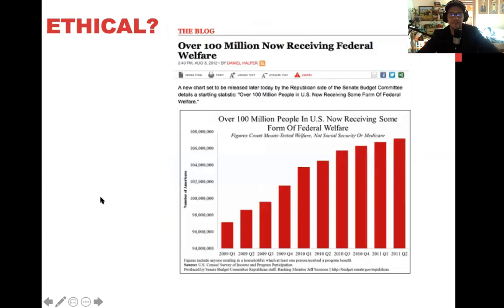All right, so here we've got over 100 million people in US now receiving some form of federal welfare. And so we start in 2009, quarter one, and we go to 2011, quarter two. And again, this is a similar problem that we faced before, and this is a common problem that's used, which is why we're looking at it again. It looks like it's going up drastically, right? That it's just like 3 or 4 times worse.